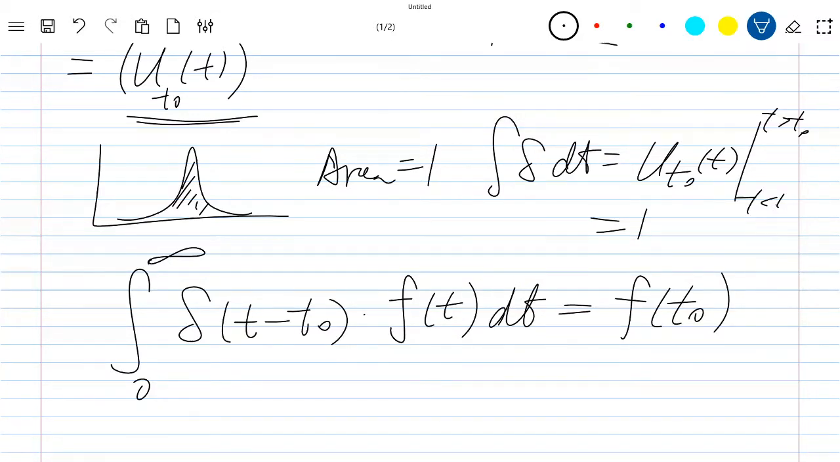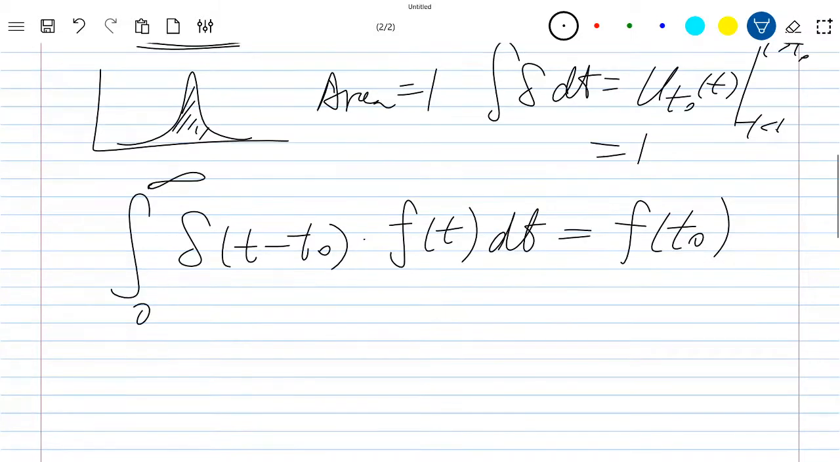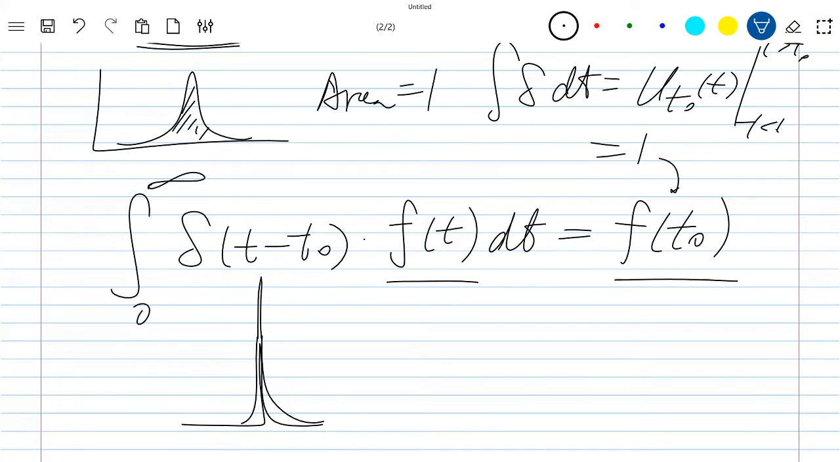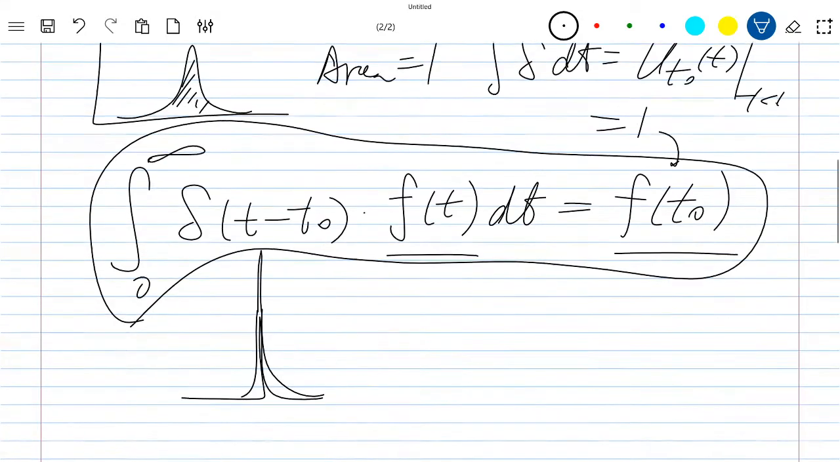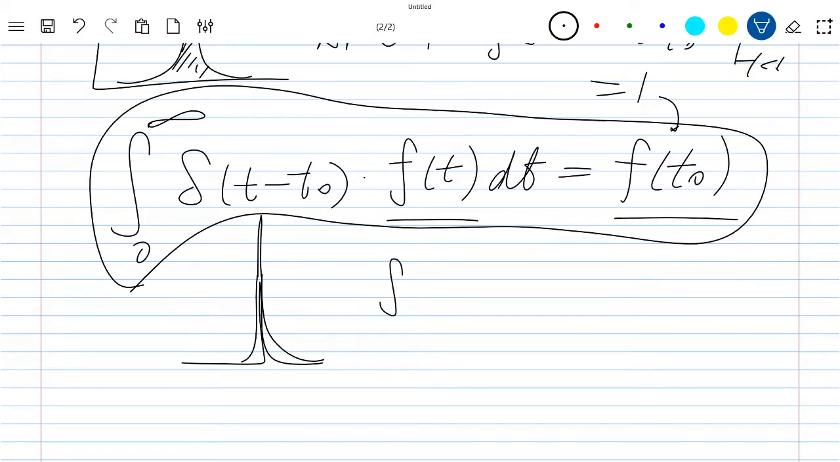Why? Because the delta function is 0 everywhere except at t0, right, like that. But at this point, you have to multiply by the function's value. The function's value is f of t0, so you multiply this point by that amount. So the integration will also be magnified from 1 to this. So that is, in some sense, the defining property of the delta function. You integrate the delta function times f, you get the function value at that point. Okay?